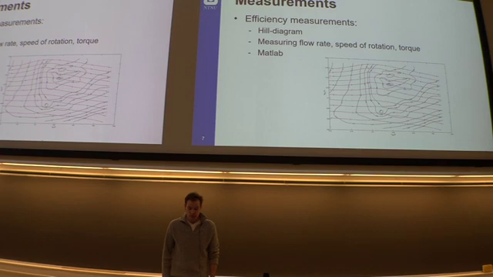The measurements were done in order to get experience running the Francis rig, and it was done as a group among the students. The goal of the measurements was to make a hill diagram where the efficiency is plotted with varying discharge and rotating speed of the runner.